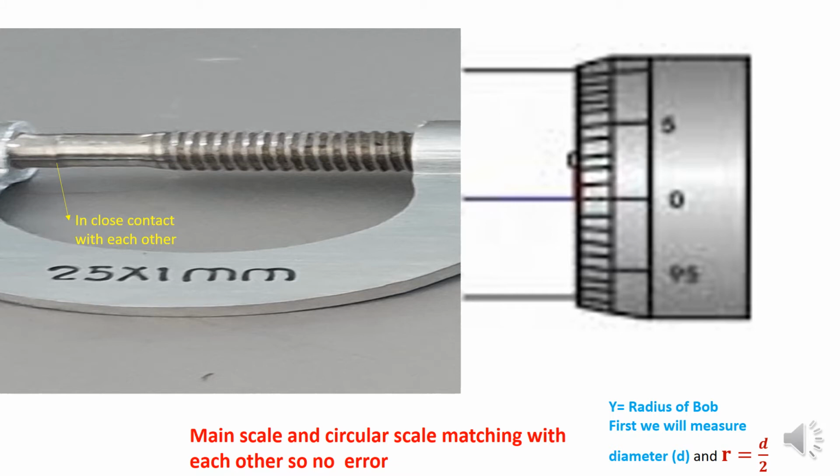The radius of the bob, first of all, we will measure the diameter. We will use the screw gauge. So both the jaws are brought together to see if there is some error or not. You can see here, this is the main scale, this is the circle scale. 0 of the main scale is matching with the 0 of the circle scale, which means there is no error. So directly you can use the screw gauge here because no error is there, right?